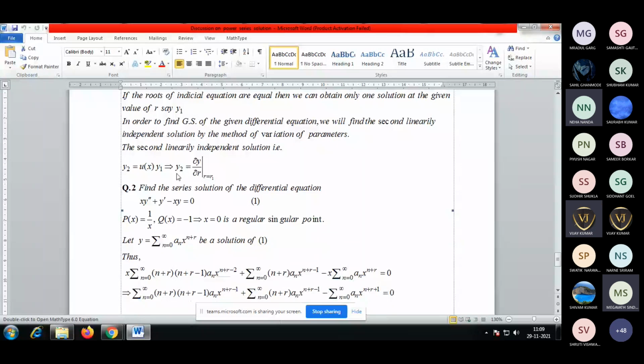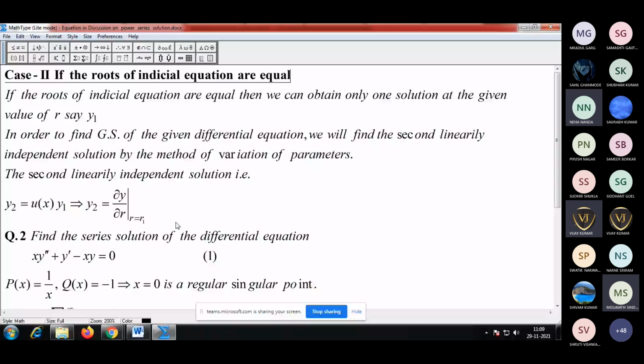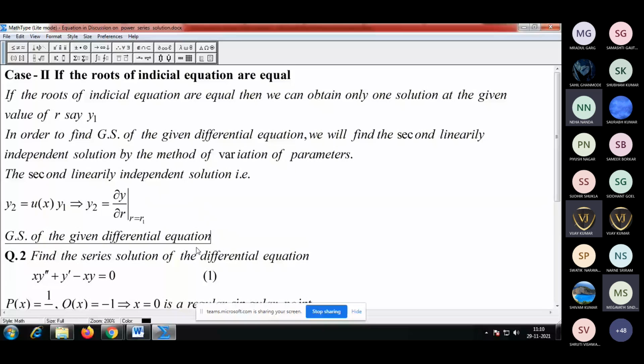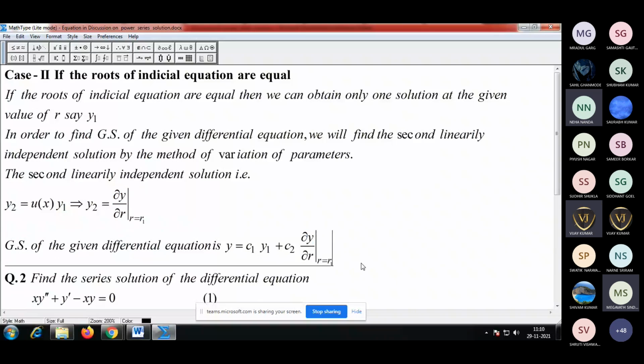So the general solution of the given differential equation is y equal to C1 y1 plus C2, and in place of y2 it will be del y by del r at r equal to r.